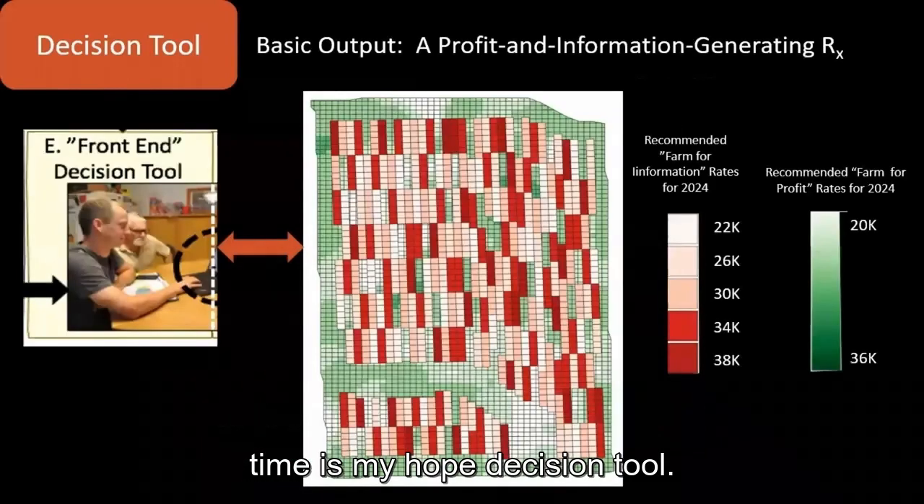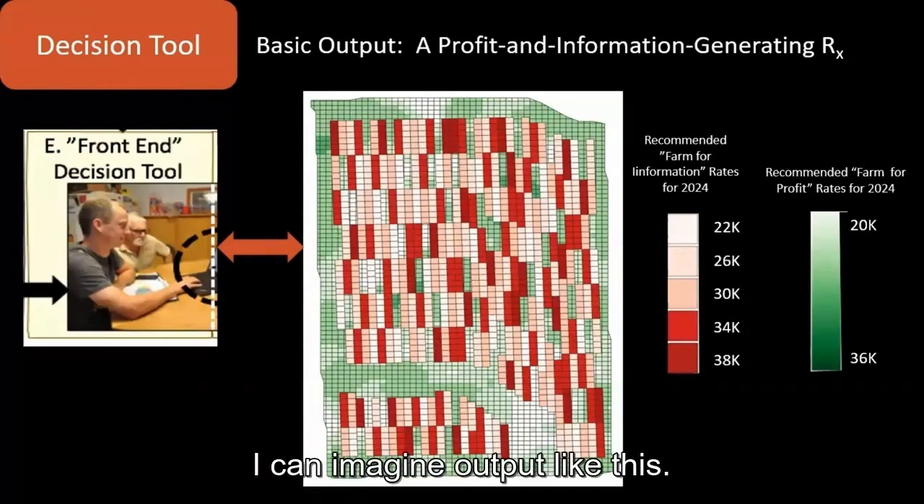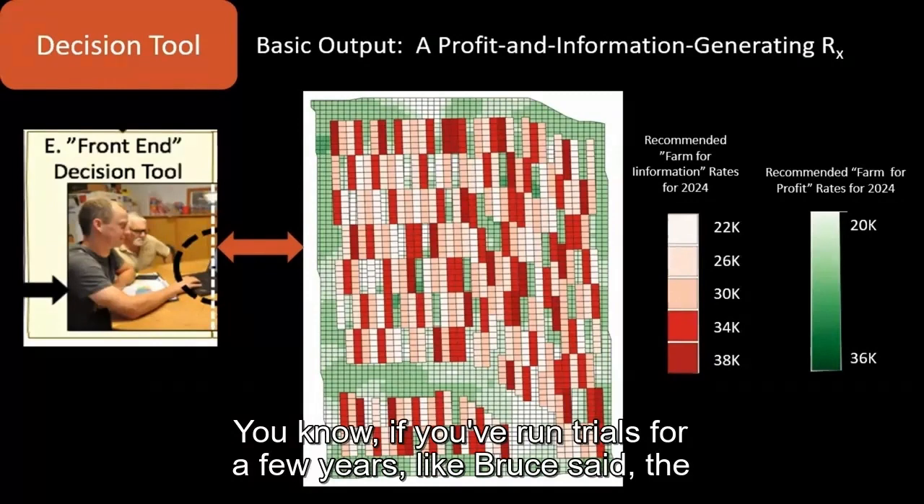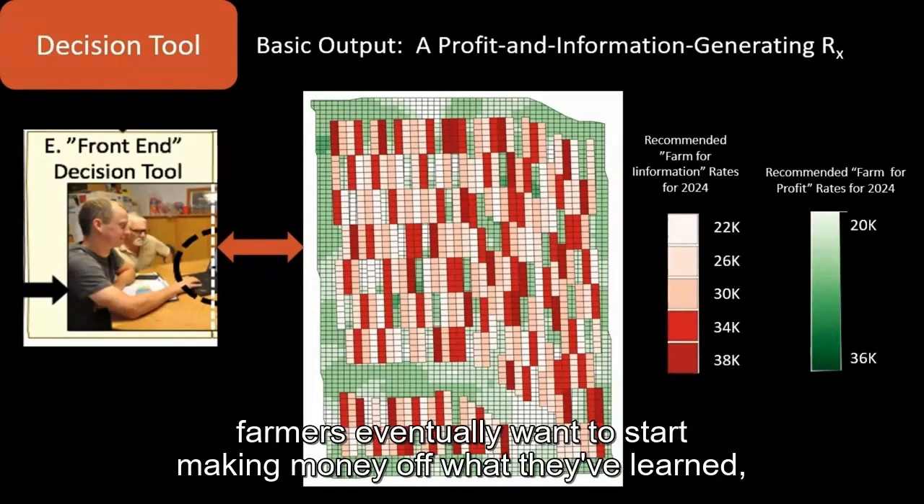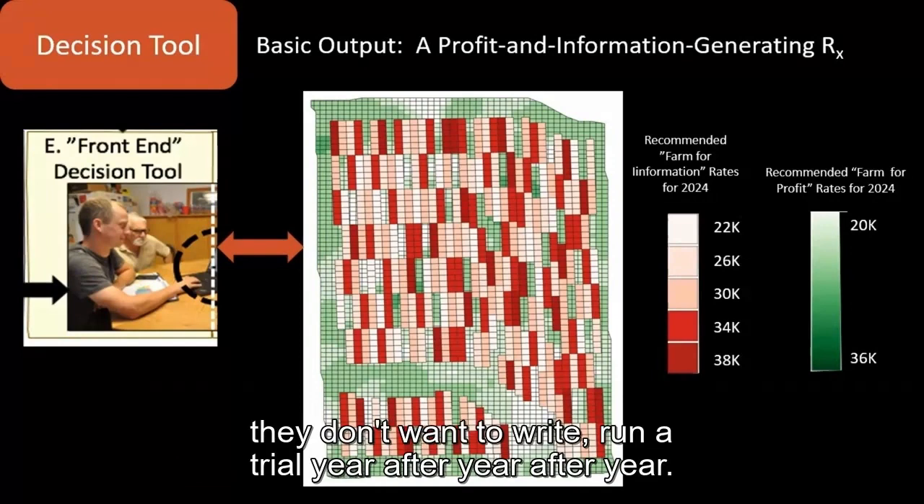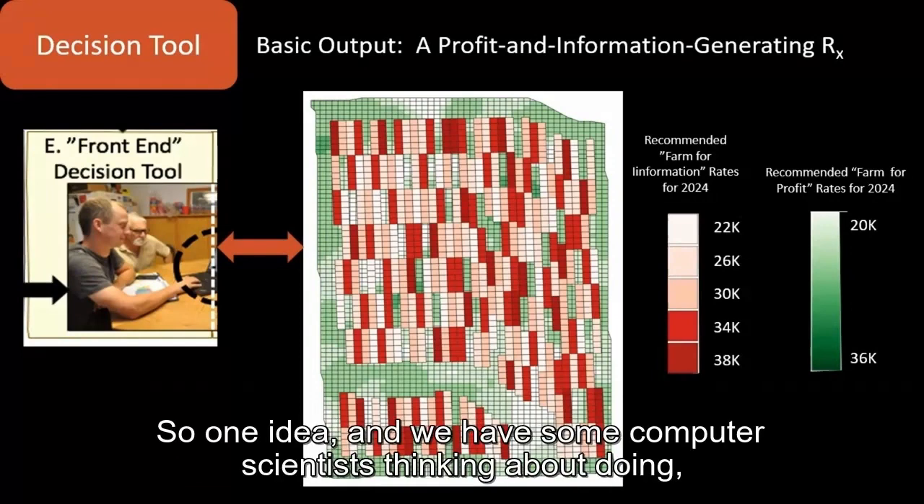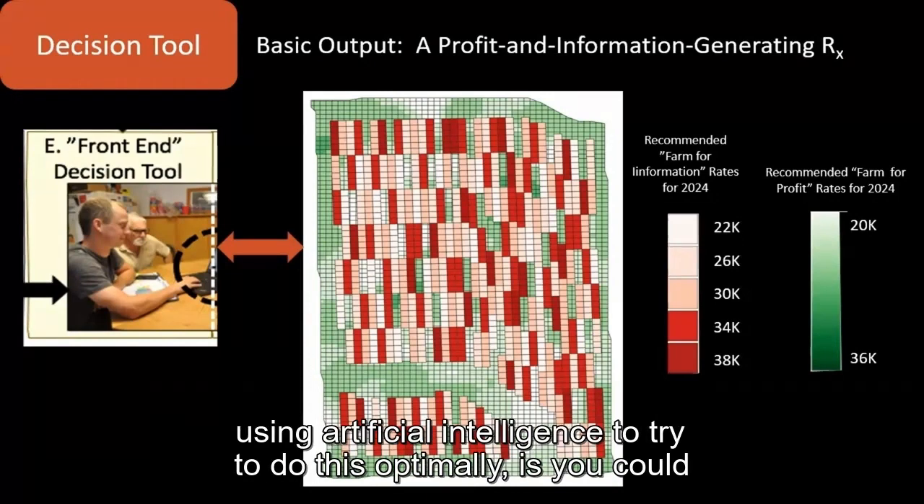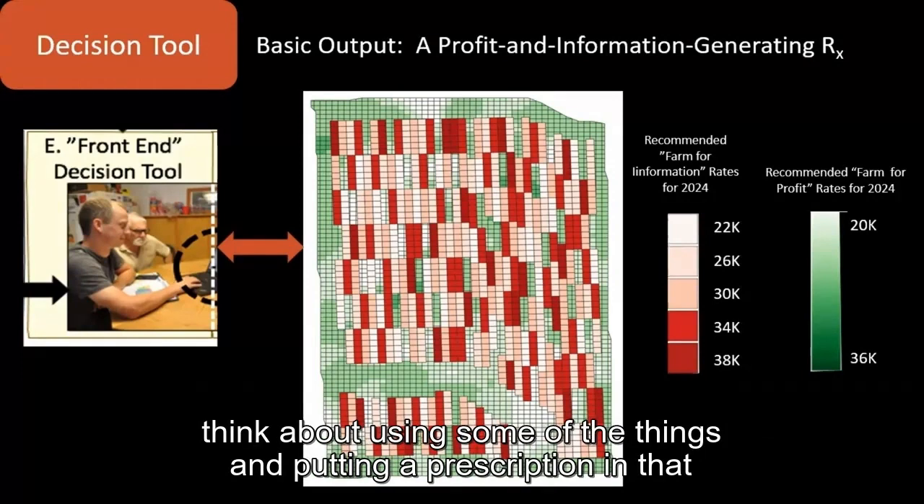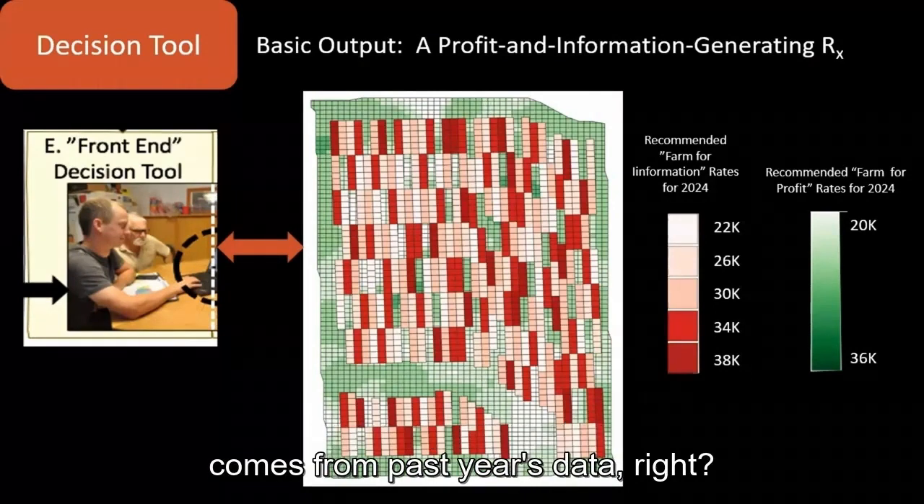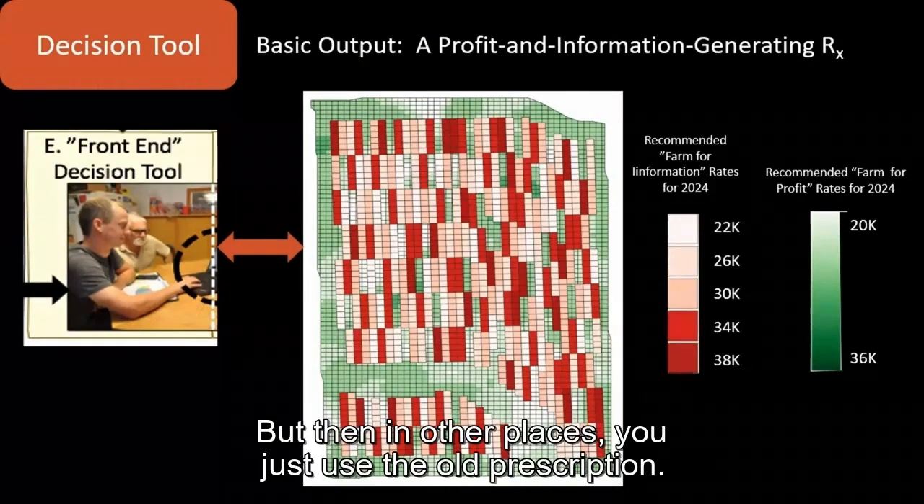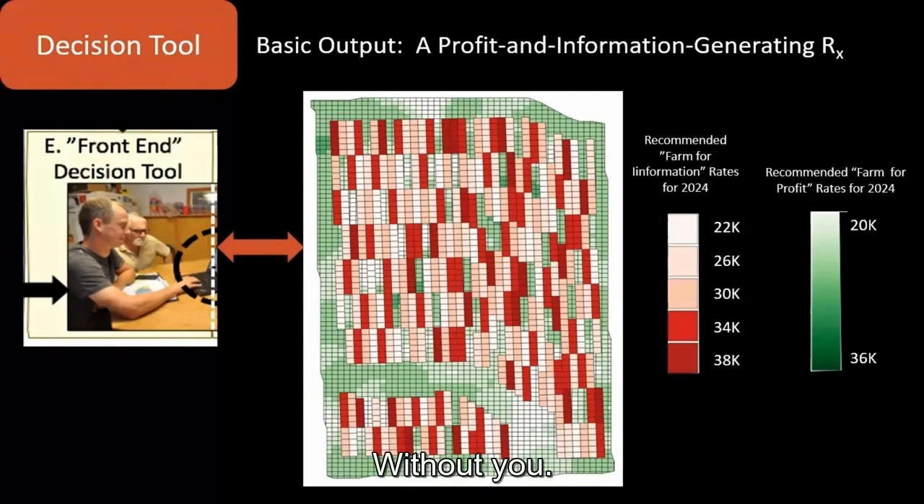All right. Decision tool, I can imagine output like this, okay? If you've run trials for a few years, like Bruce said, the farmers eventually want to start making money off what they've learned. They don't want to run a trial year after year after year. So one idea, and we have some computer scientists thinking about using artificial intelligence to try to do this optimally, is you could think about using some of the things and putting a prescription in that comes from past year's data, right? But then in other places, you just use the old prescription. In other words, what the farmer would do without you.